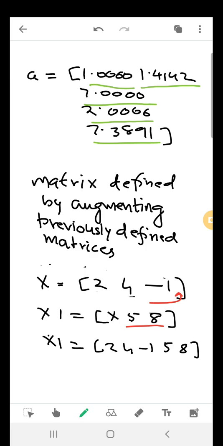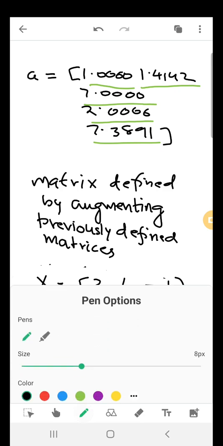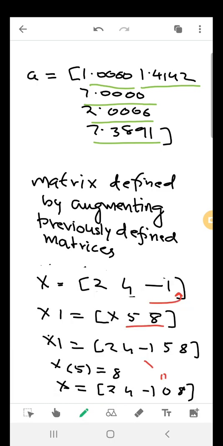This is another way of presentation. Now in this case, if we simply write x5 is equal to 8, then it will create the matrix x is equal to 2, 4, minus 1. Since there is no fourth element, it will take it as 0, and the fifth element it will add as 8. So 2, 4, minus 1, 0, 8. The fourth value, since we don't have any input, is taken as 0.